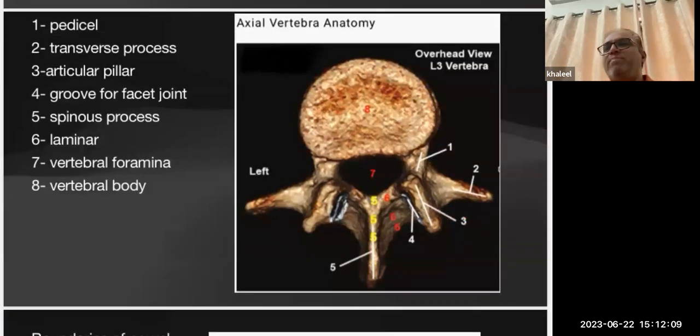So this is very important. As I discussed earlier, we'll talk about the motion segments. Two vertebrae with an intervertebral disc make the functional unit of the spine. And this is the motion segment.